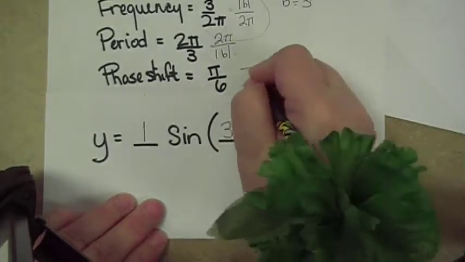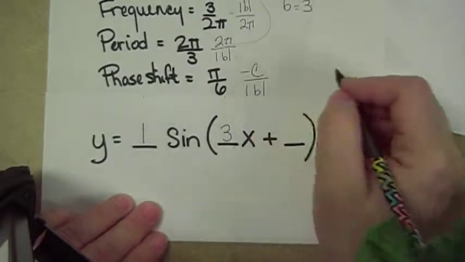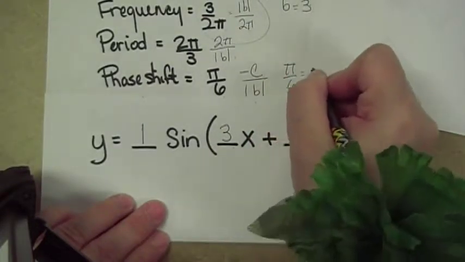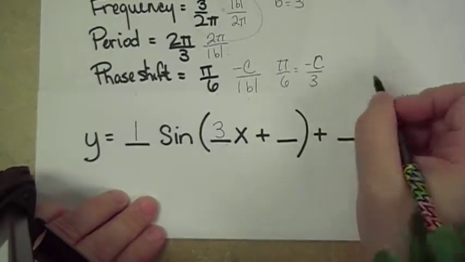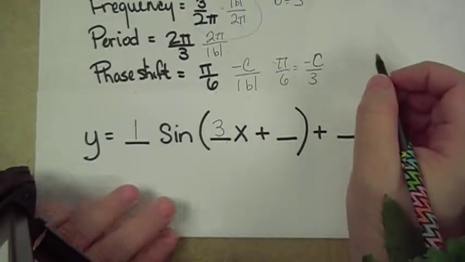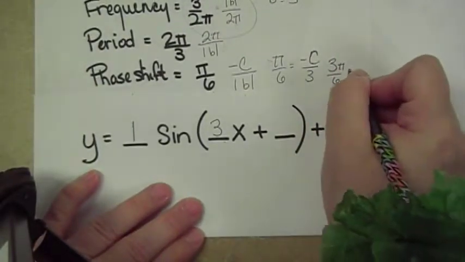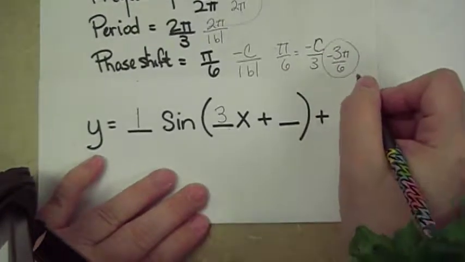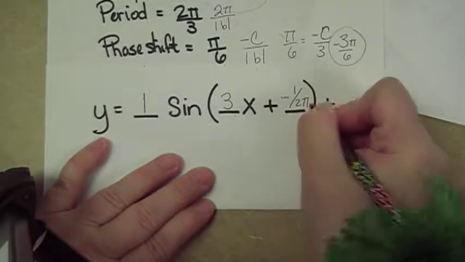The phase shift is negative c over the absolute value of b. We found out that b is 3, so pi over 6 is equal to negative c over 3. So if we cross multiply and divide, we get 3 pi over 6, and it's got to be negative. This reduces then to negative 1/2, so we put negative 1/2 pi.